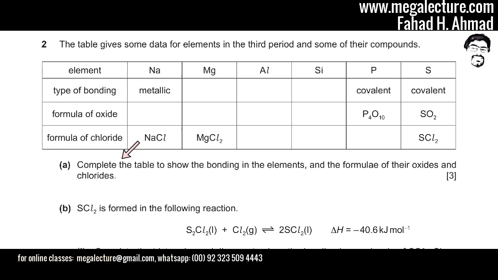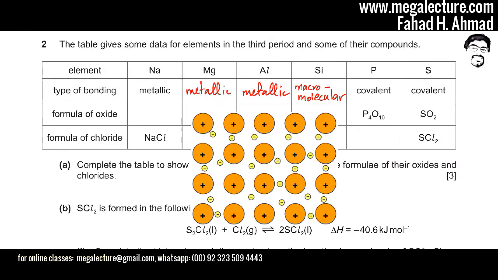And the first thing is we need to complete the table to show the bonding in the elements and the formula of the oxides and chlorides. So the bonding in the first three elements, sodium, magnesium, and aluminium, they're all metals, and the bonding is metallic. And here is the structure of metallic bonds, where you're going to have all these metals, sodium, magnesium, and aluminium.